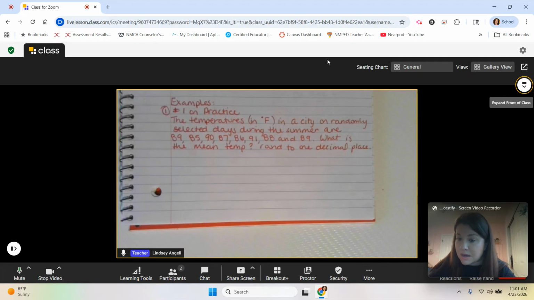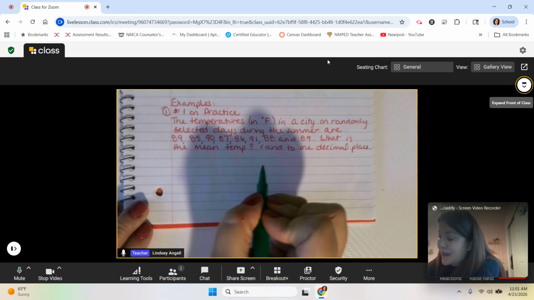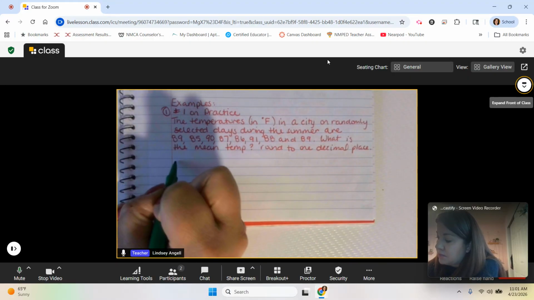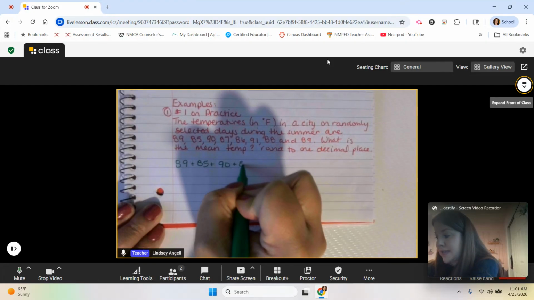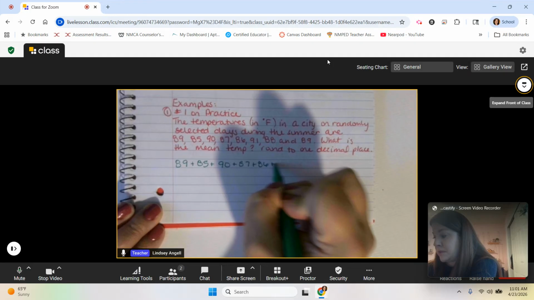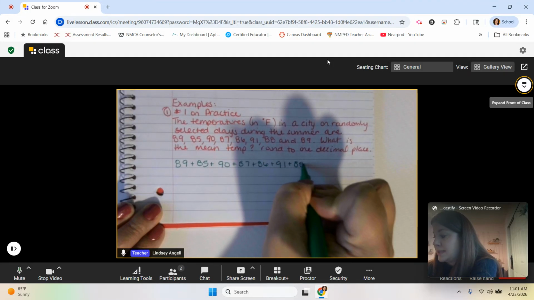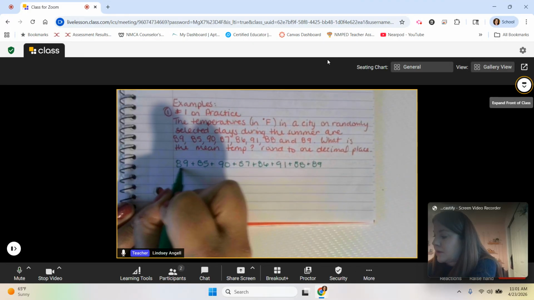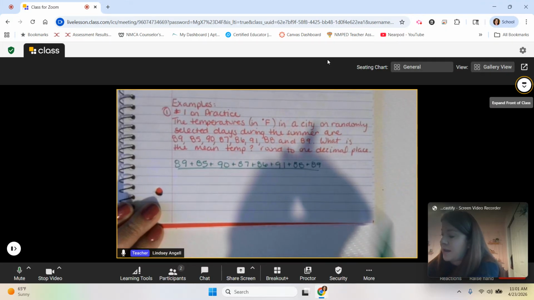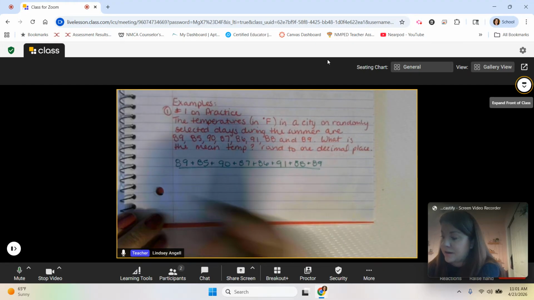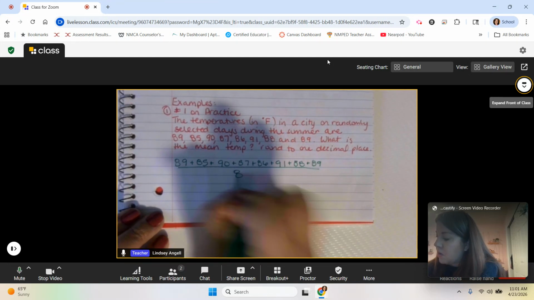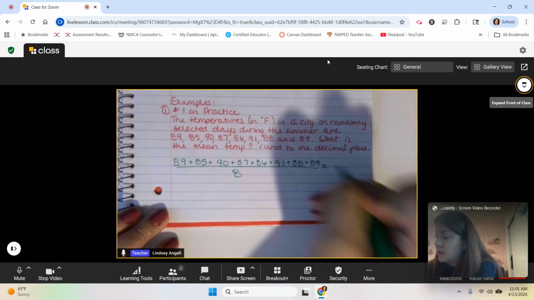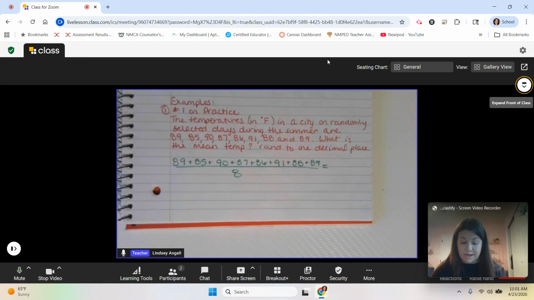All right, so the mean, also known as the average, that is where you add everything up. So in this case, we're going to add 89 plus 85 plus 90 plus 87 plus 86 plus 91 plus 88 and 89. We add all of them up and then we divide that by how many numbers we added together. So that's 1, 2, 3, 4, 5, 6, 7, 8. So that whole thing is going to be divided by 8. I'm not going to do that on paper right now. If you want to do that, by all means, go for it.